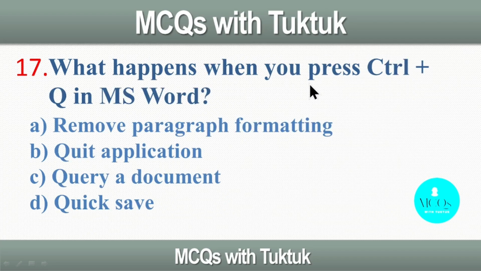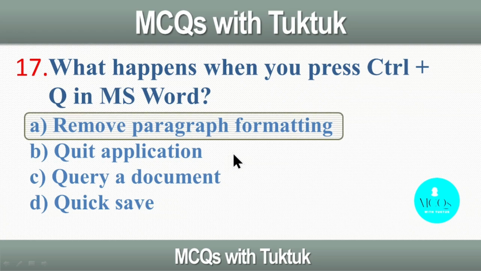What happens when you press Ctrl plus Q in MS Word? Ctrl plus Q will help you to remove the paragraph formatting. To remove the paragraph formatting, you can use Ctrl+Q. Ctrl+Q is used to remove the paragraph formatting.